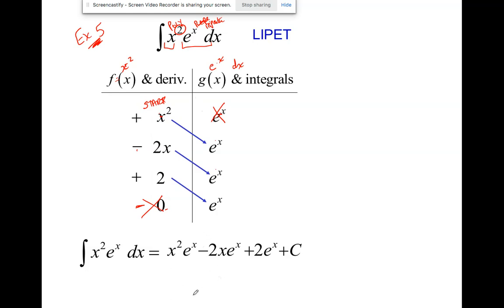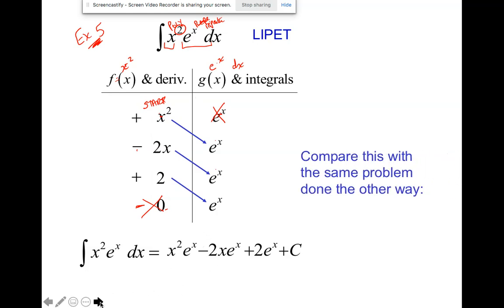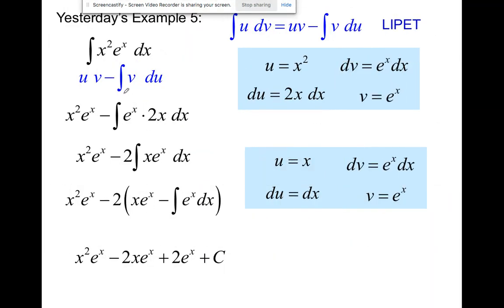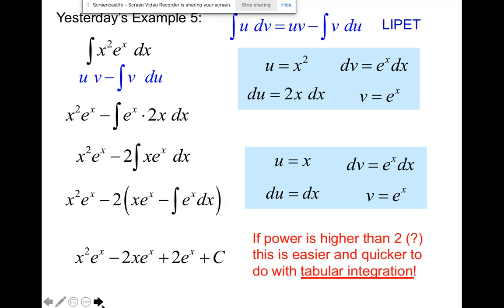I don't know that I would bother using tabular. I don't know that this was that much more complicated. Notice I got the same answer. If my power is higher than 2, probably, this is easier and quicker to do with tabular, but no one will make you do tabular.